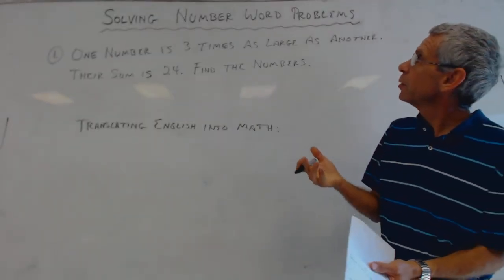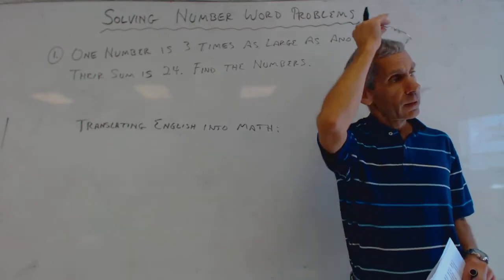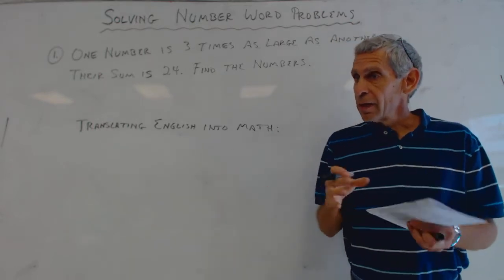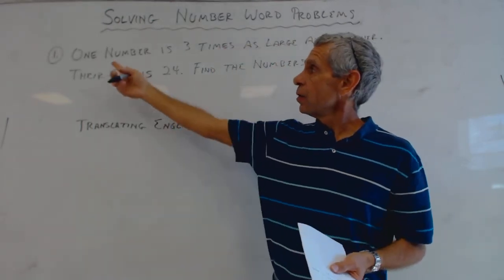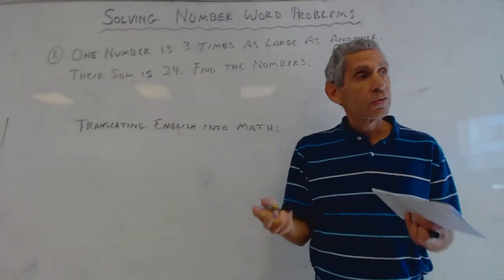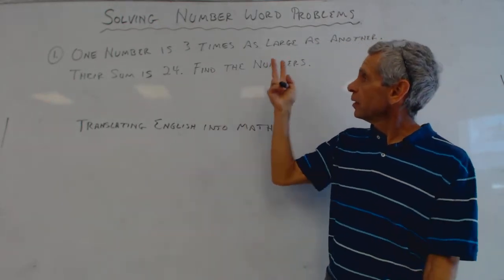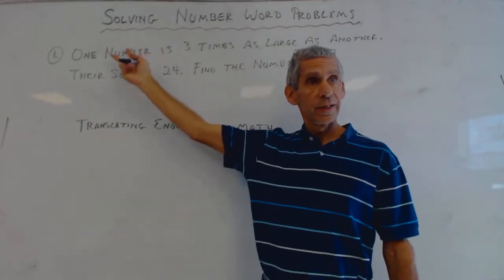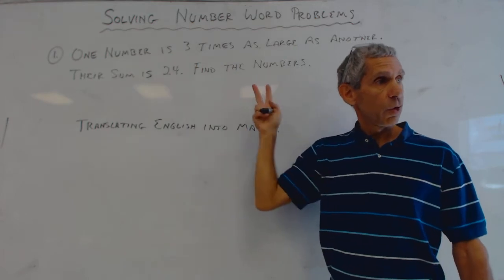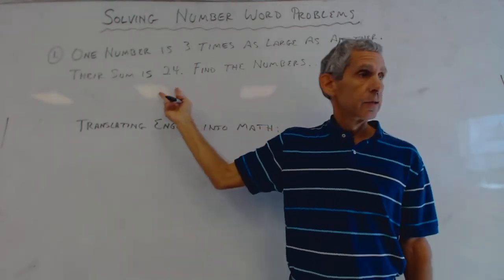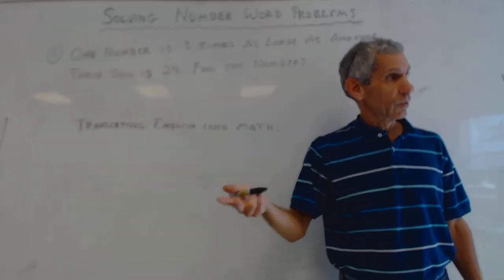So we're going to talk about solving number word problems. We've already done consecutive integer word problems, right? And we learned that really cool trick of doing an algebraic approach instead of a guess and check approach. Now, with a problem like this, you could also use the guess and check method. You could say, well, if this number was 1 and this was 3 times as large as the 1, then that would be 3. 1 plus 3 is 4, and that's wrong. So you could try 2, and you could do your guess and check until you get the right answer.